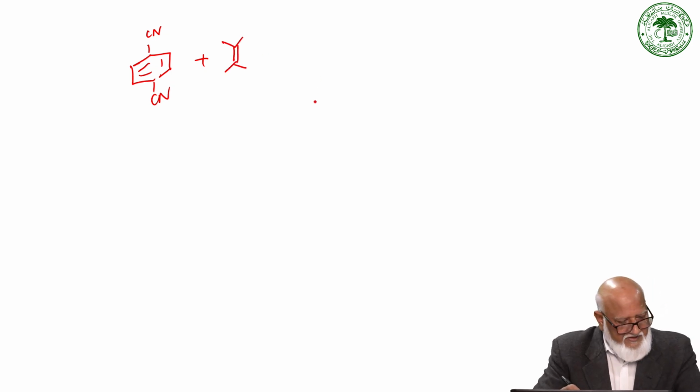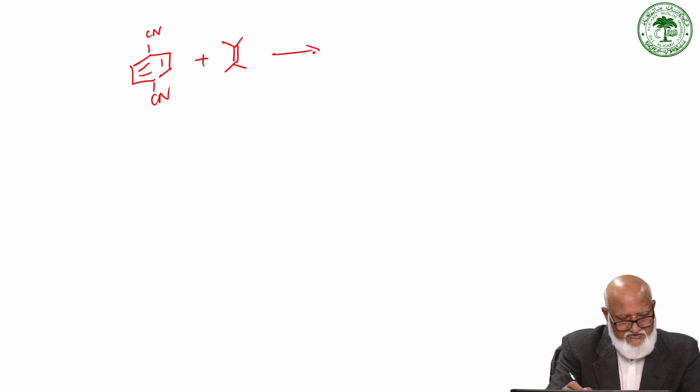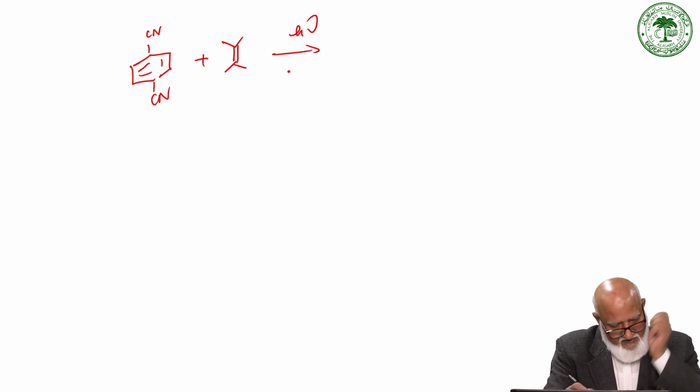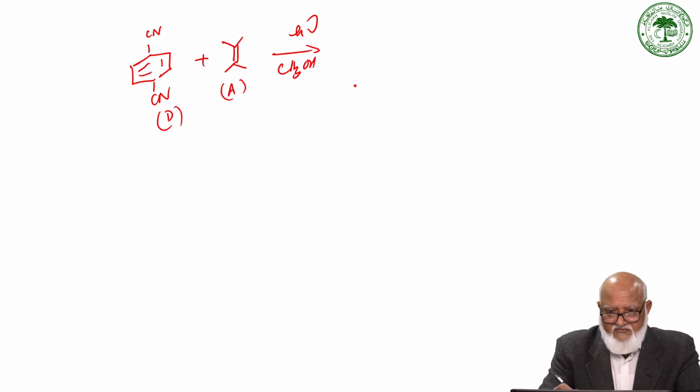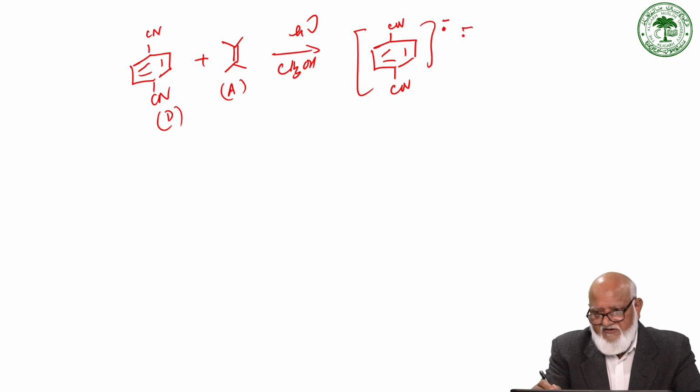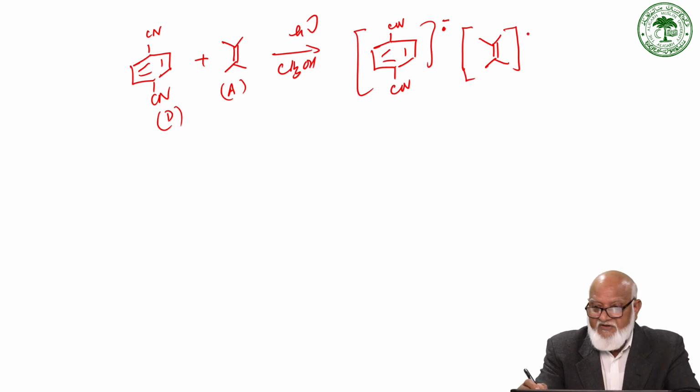Another example is the dicyanoanthracene plus another alkene, in the presence of light in methanol. This is an acceptor, this is a donor. Under photolytic conditions they generate a radical anion and radical cation pair. This is an acceptor; after accepting an electron it generates a radical anion. After donating an electron it becomes a radical cation.